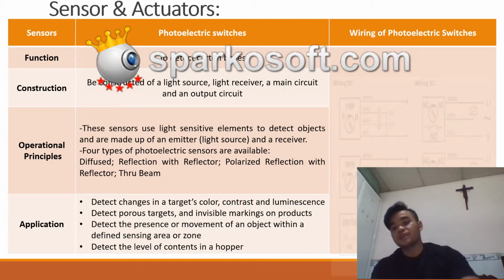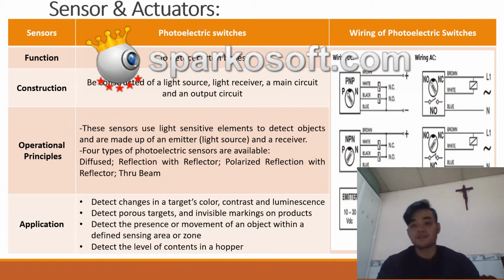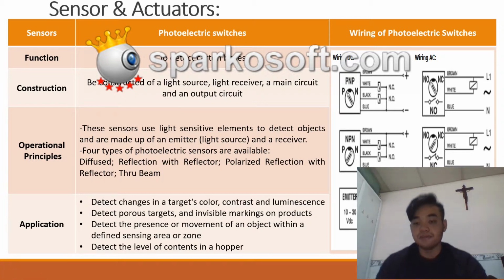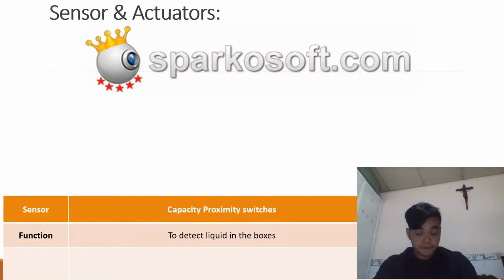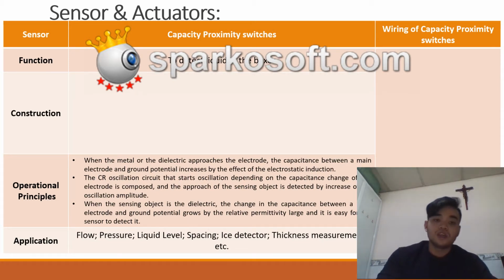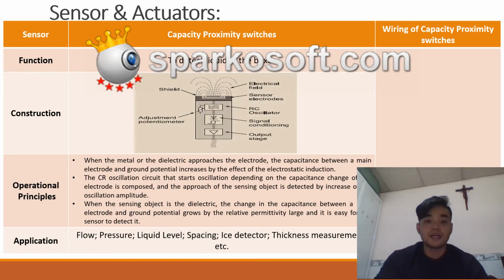For the wiring of this, we have two types: the first is DC, and the second is AC. They also have PNP, NPN, and relay output wiring. The next one is the capacitive proximity switch to detect the liquid in the box. For this sensor, I will introduce you to the construction by the picture.